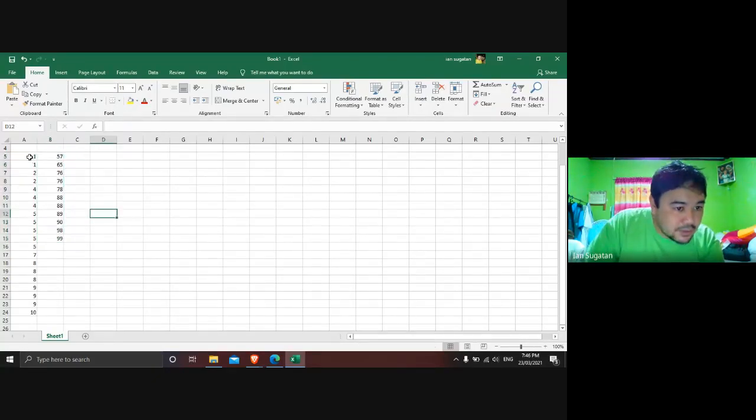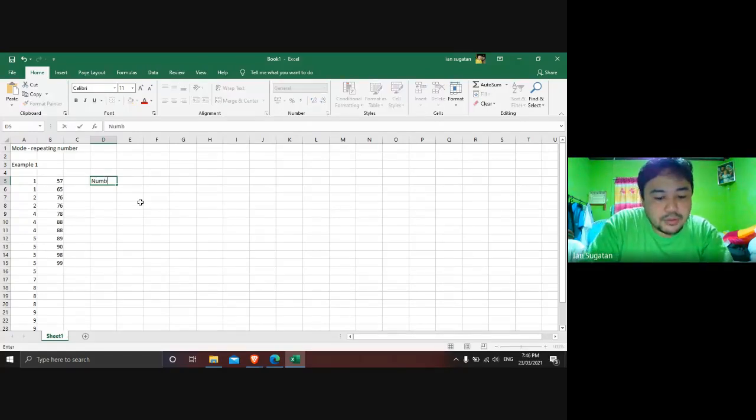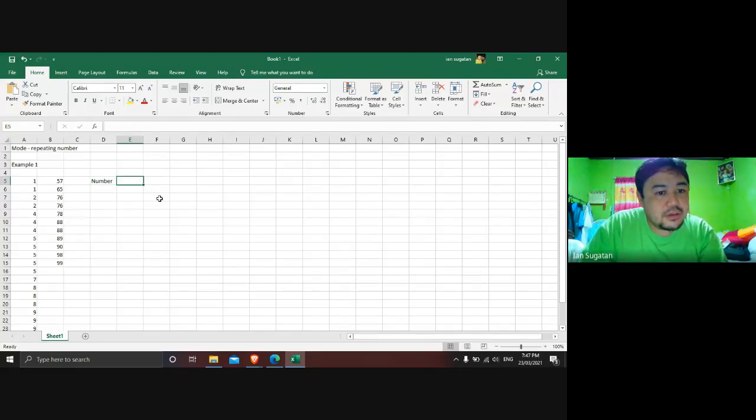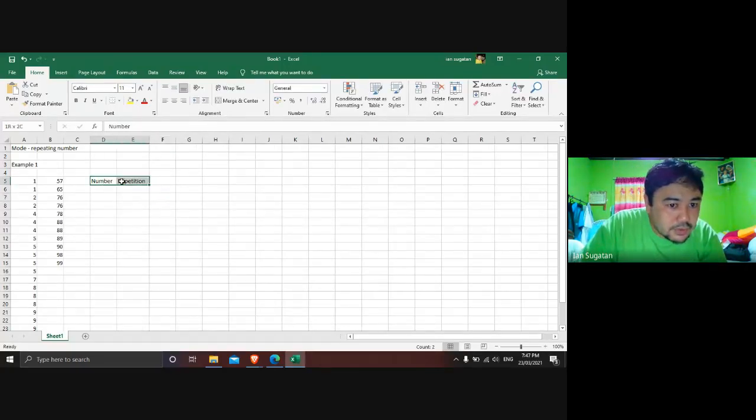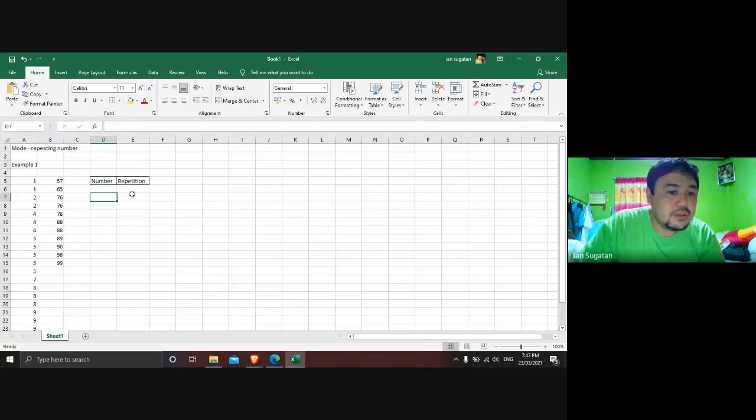Okay, since it has 20 items, so that it won't be difficult for us, let's count the repeating number, the repeating value. So for this, like for example in the example to the right, let's label this number, and then on the second one will be repetition. This is only a simple table so that you can actually know later on.